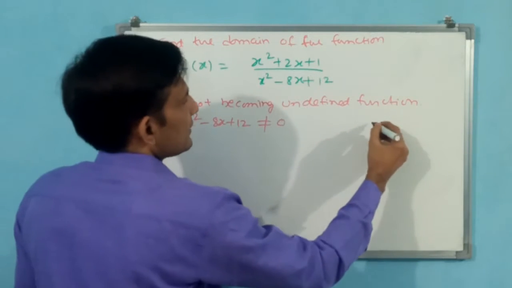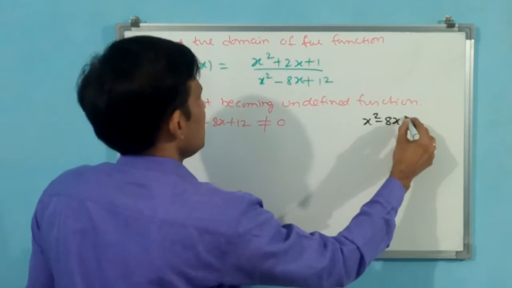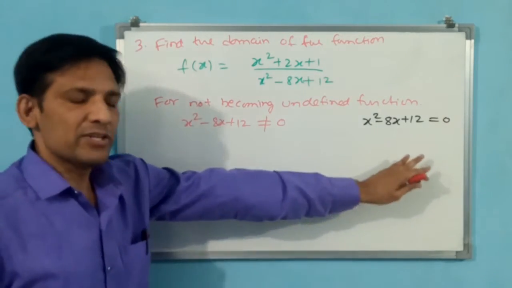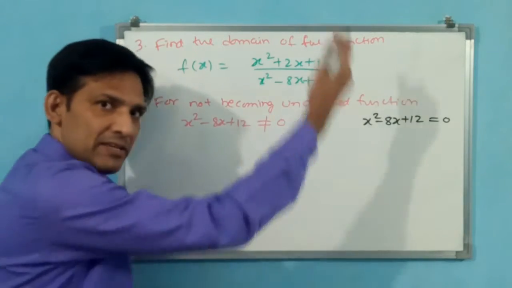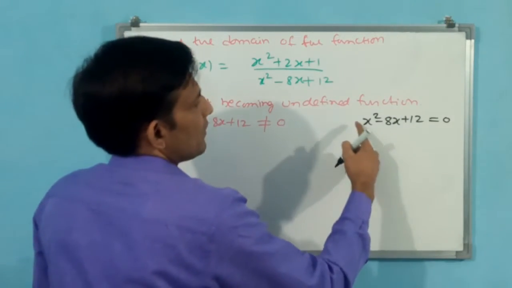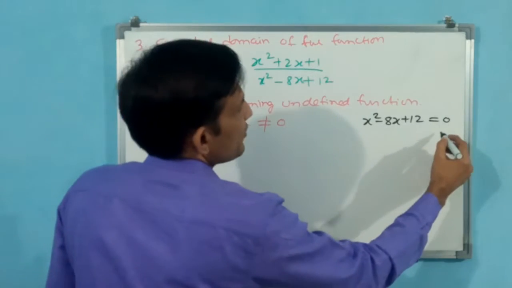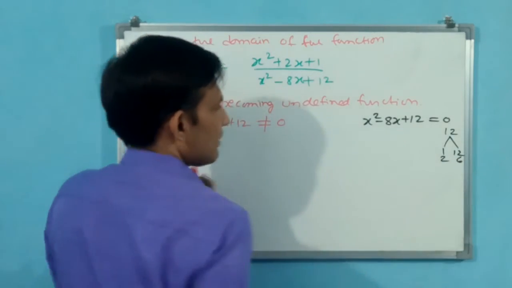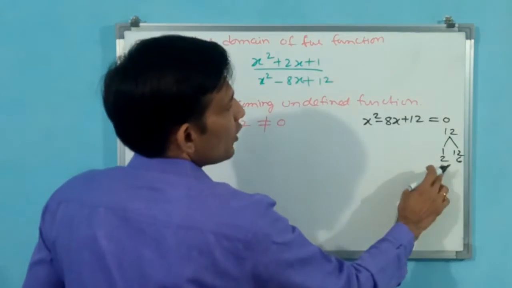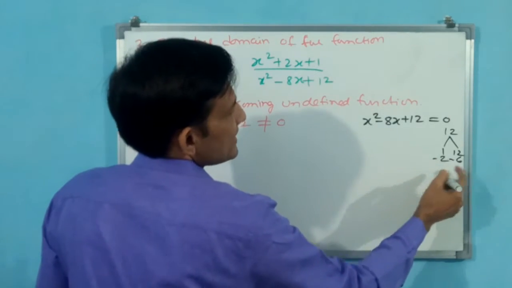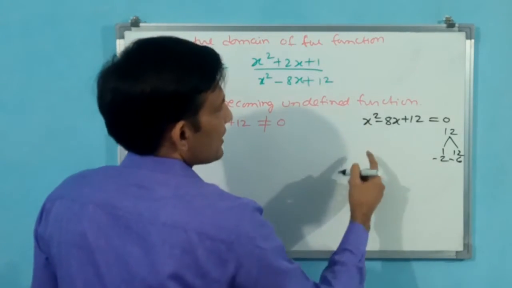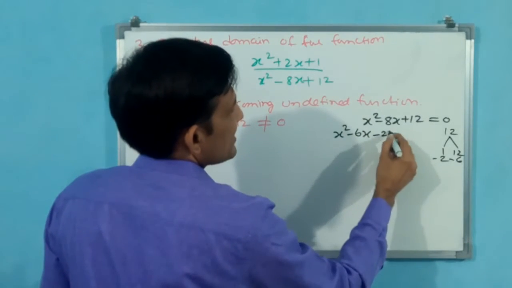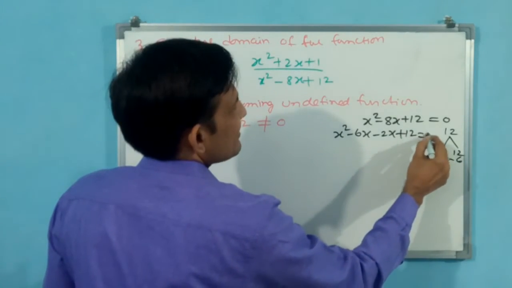What I am writing, you see here: x square minus 8x plus 12 is equal to 0. Now it should not be equal to 0, but I have written equal to 0. Let us do the calculation; finally, we will cross it. A into C: 1 into 12 is 12, but 1 into 12 is not going to help us. 2 into 6 is 12, so minus 2 and minus 6 give 12 but minus 8. Okay. x square minus 6x minus 2x plus 12 is equal to 0.